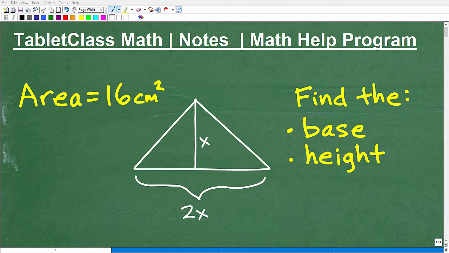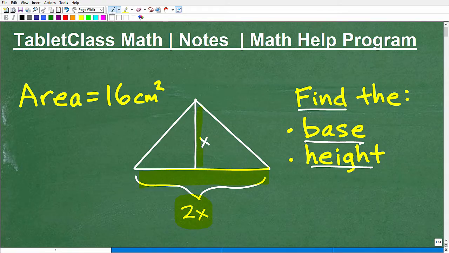Okay, let's take on this interesting little triangle problem. What we're trying to do is find the base and the height. Of course, in this particular triangle, this side right here is the base, and you can see it's 2x, and the height is right here, that is x. So that's what we're trying to find.